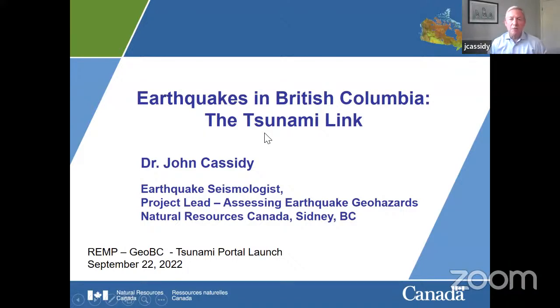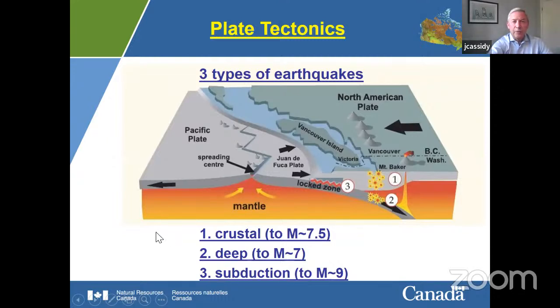Okay, so I would like to remind everyone that we are living in an active earthquake zone and an active tsunami zone. So we live here in southwestern British Columbia. We live in an active subduction zone. This is where an ocean plate is being pushed beneath the continent. This is the Cascadia subduction zone.